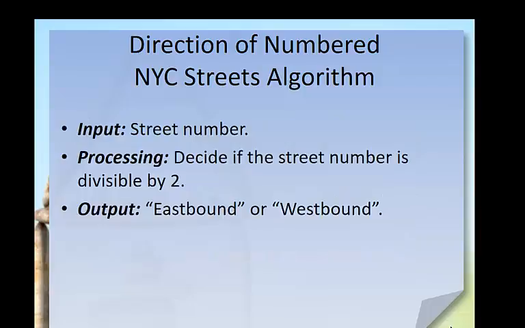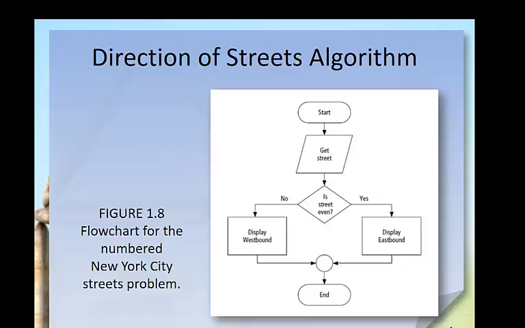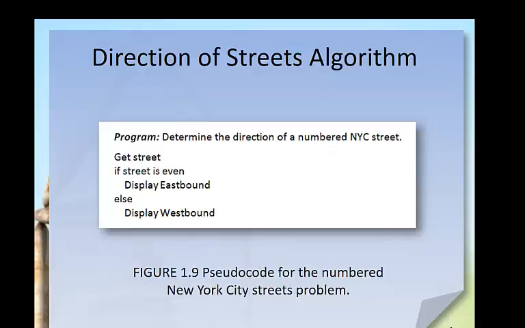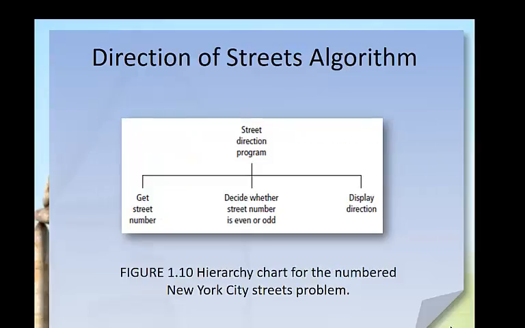Here is the input, processing, output breakdown, and a flowchart for the east-west streets problem. And here is sample pseudocode for the same problem. Notice how the hierarchy mimics the IPO breakdown. This works for a simple problem.